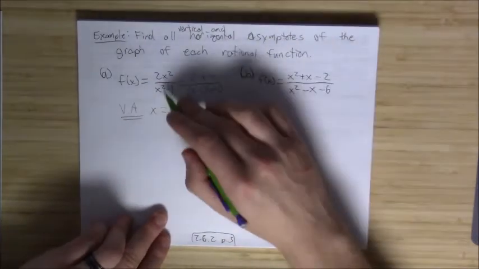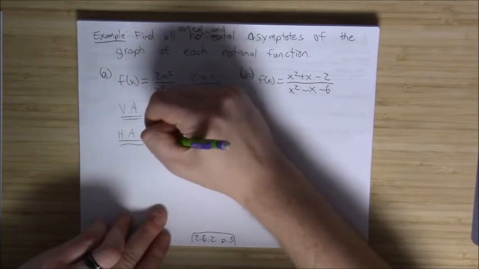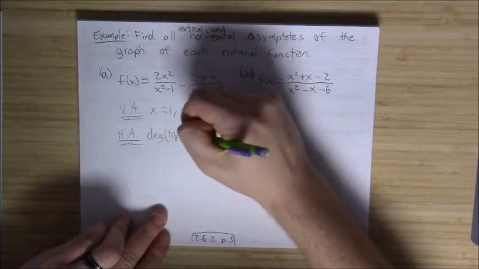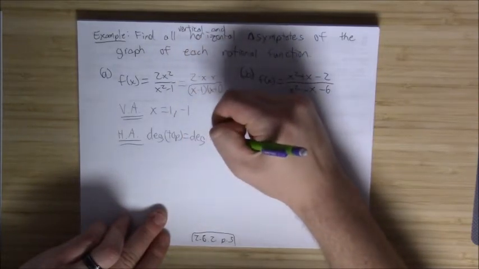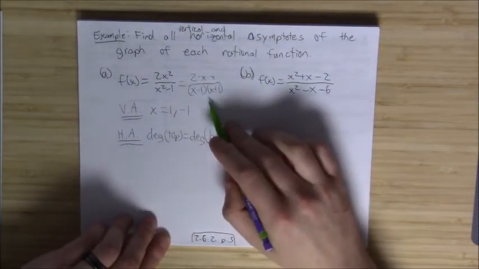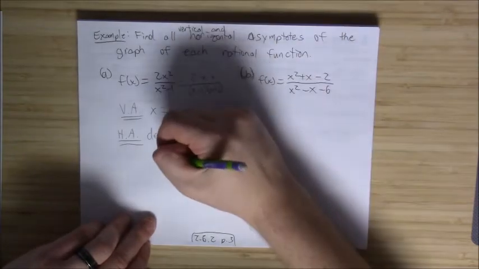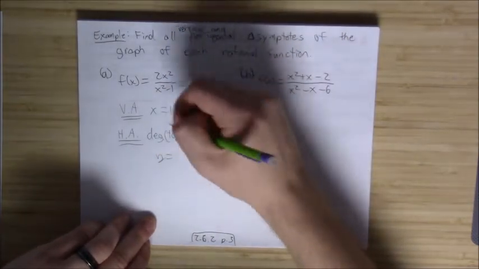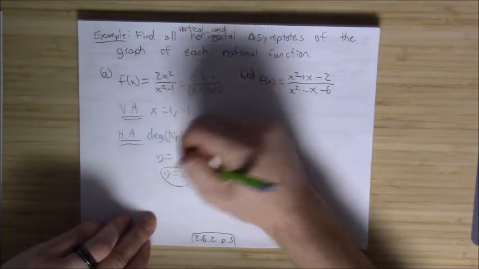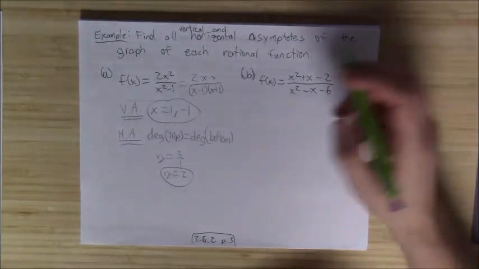Now for the horizontal asymptote, we see that the degree of the top, the numerator, equals the degree of the denominator, which is the bottom. So if we take the leading coefficients, that should be our horizontal asymptote, namely y equals 2 over 1. That is y equals 2. So those would be the vertical and horizontal asymptotes.